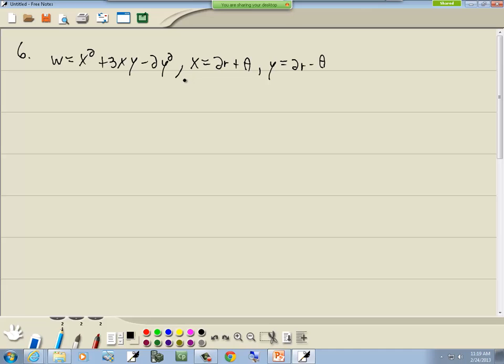Well, if I take the partial of x with respect to r, the theta is a constant, so it drops away, and the derivative of the 2r gives us 2. Partial of x with respect to theta. Well, the 2r is a constant, so it drops away, and the derivative of theta is 1. Now in this one, the partial of y with respect to r would be 2, and the partial of y with respect to theta would be negative 1.